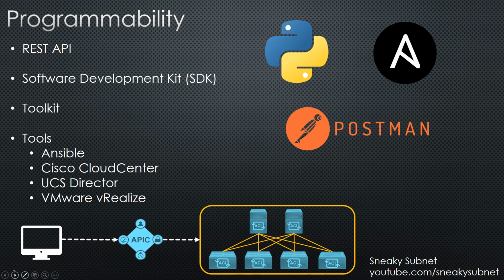You can use Python scripts and do pretty much everything you want with them, or you can try simpler and more abstracted solutions like Postman, for example. You can leverage a software development kit like Cobra. You can use Ansible. You can integrate ACI with Cloud Center, UCS Director, and VMware vRealize Orchestrator.